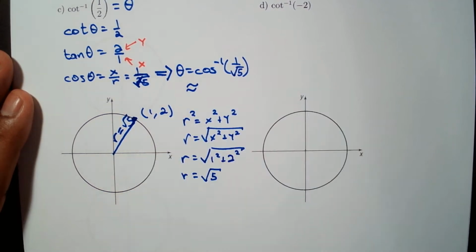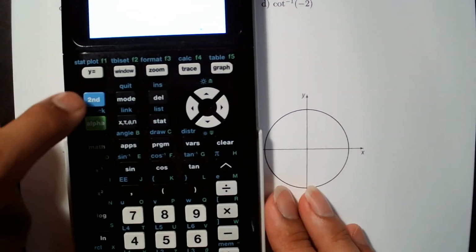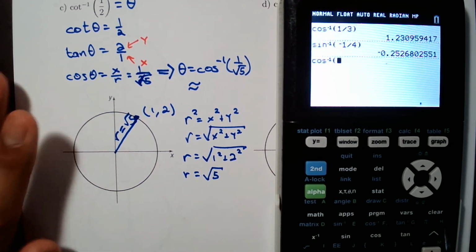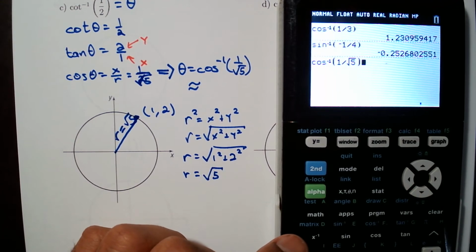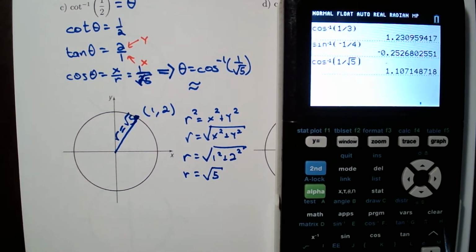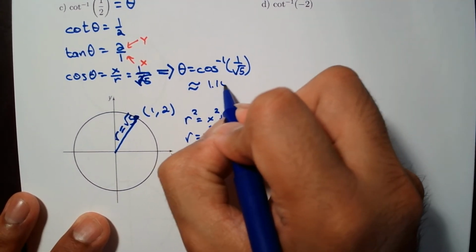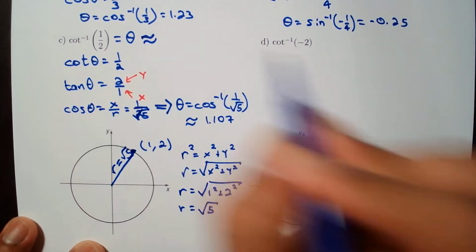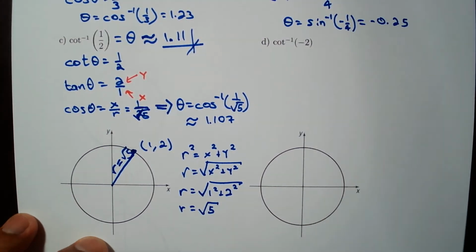And in this case, this is going to give us approximately, cosine inverse of 1 over root of 5. So that's 1.07. Well, that's 107. But we need to round this to 2 decimal places. Ultimately, this is 1.11. All right.